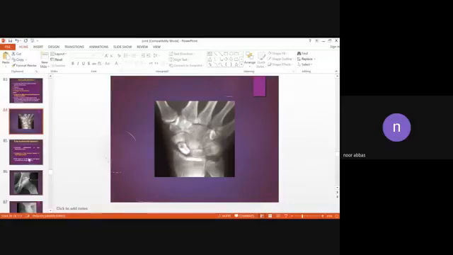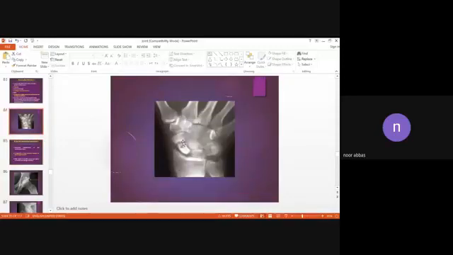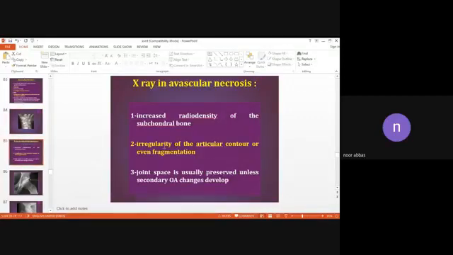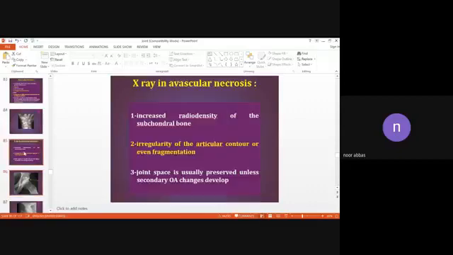fragment. In avascular necrosis, the X-ray will show increased radiodensity of the subchondral bone. As you can see here, there is sclerosis, increased density. This is one of the hallmarks. There is irregularity of the articular contour of the bone, and even fragmentation. You notice that the bone is no longer very spherical, and starts to have some flattening of its contour.